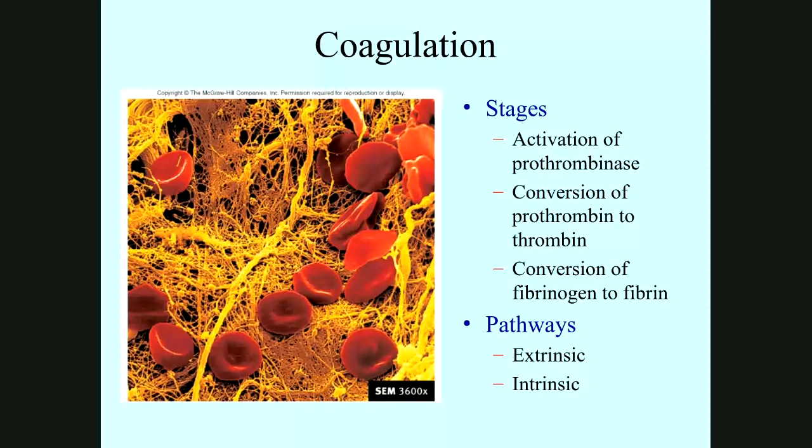So, recapitulation: the stages of coagulation are activation of the prothrombinase, conversion of the prothrombin to the thrombin, and this thrombin will convert the fibrinogen into the fibrin. And you have two pathways involved, extrinsic and intrinsic pathway. They will activate the factor X, and the factor X will activate the prothrombinase, and conversion of the prothrombin to the thrombin and conversion of the fibrinogen to the fibrin.